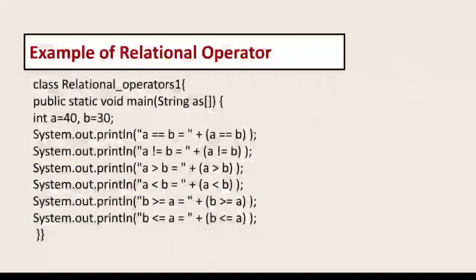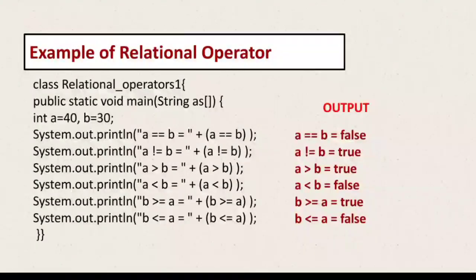You see one example I have given here using all these relational operators. See what the output is here: false, true, true, false, true, false. So these are the answers of each. A equal to B: the value of A is 40 and the value of B is 30. A equal to B, no, it is false. Like this, A not equal to B, yes, 40 is not equal to 30, so that's right, true. Like this, you just go through the rest.